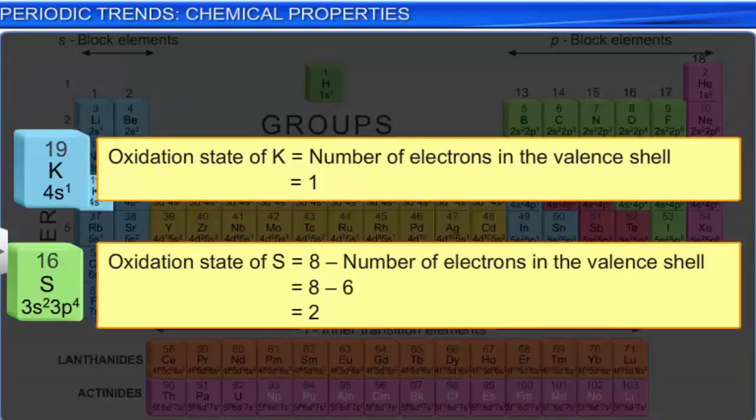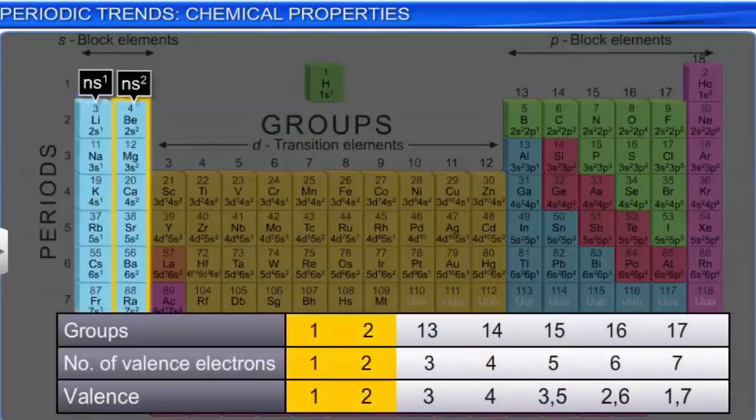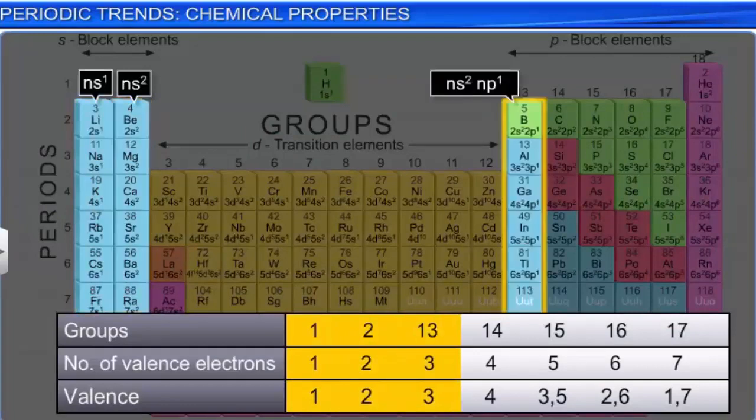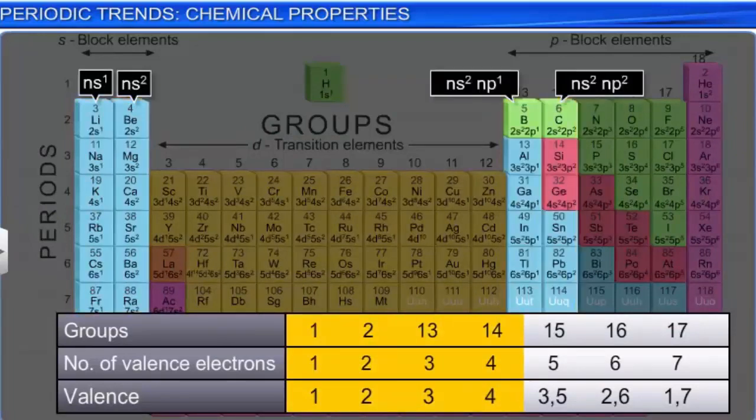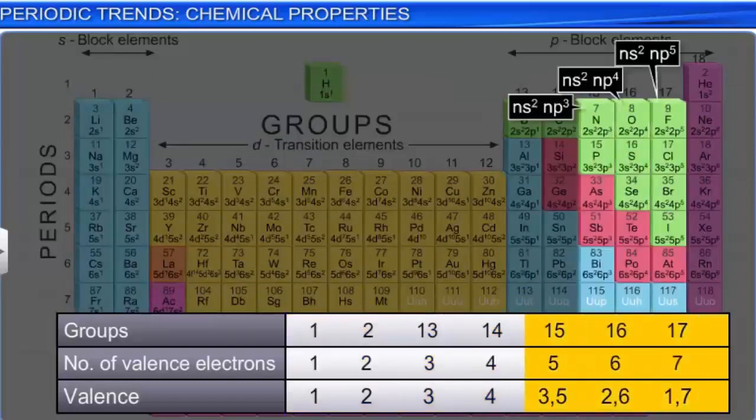For representative elements belonging to groups 1, 2, 13 and 14, the oxidation state shown by the elements is given by the number of valence electrons. However, for groups 15 through 17, the oxidation states are given by the number of electrons in the outermost shell, or 8 minus the number of valence electrons.